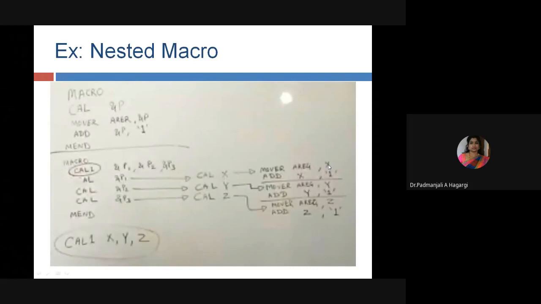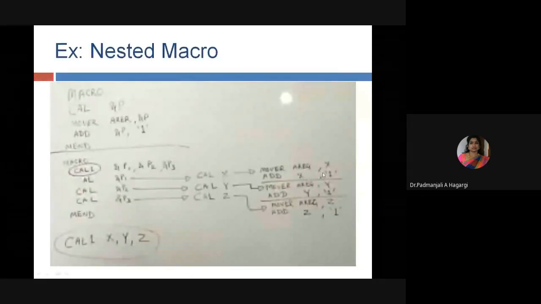By different parameters. Now, what is the parameter I'm passing here? Of course, what is the definition of call? The definition of call is mov and add. So mov the register. Instead of saying formal parameter, I'm passing here my actual parameter as X, and this X was added by one as per this definition.